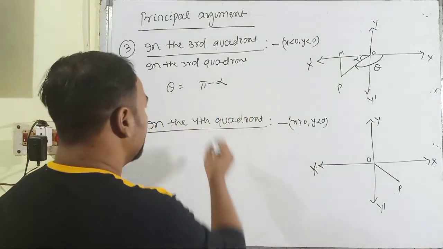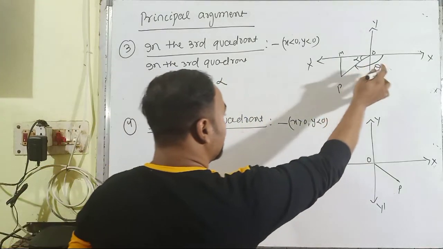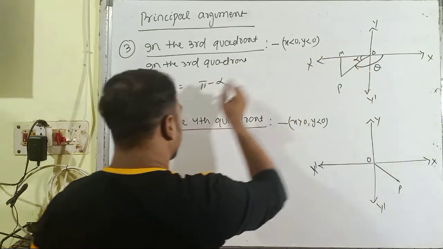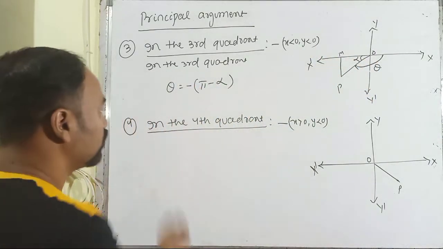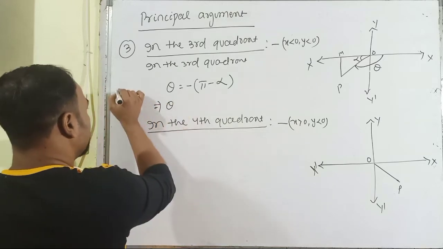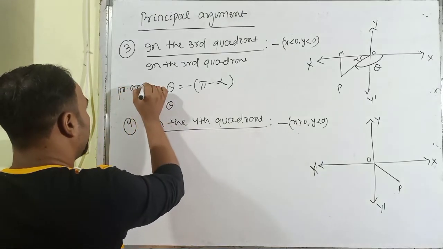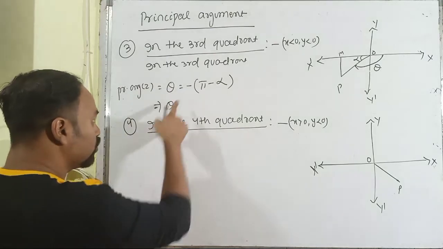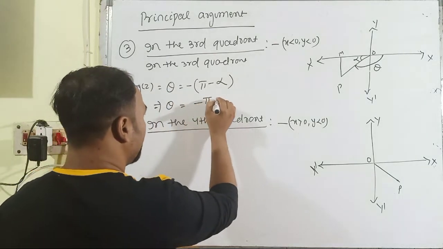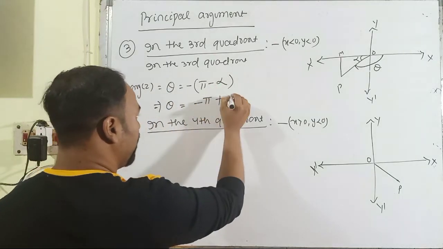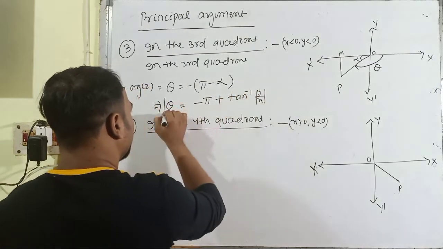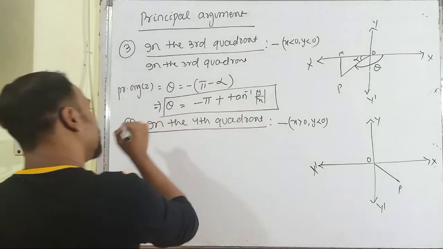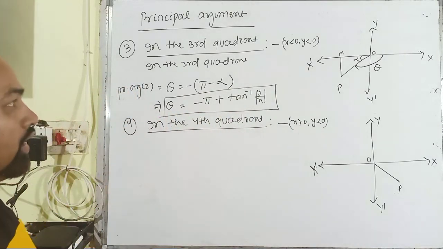But the condition here is that theta is measured in the clockwise direction. That means we have to put a negative sign. So theta is the principal argument of z in the third quadrant. So theta is equal to minus pi plus the value of alpha, where alpha is tan inverse modulus of y upon x, and it is the value of the principal argument of z in the third quadrant.